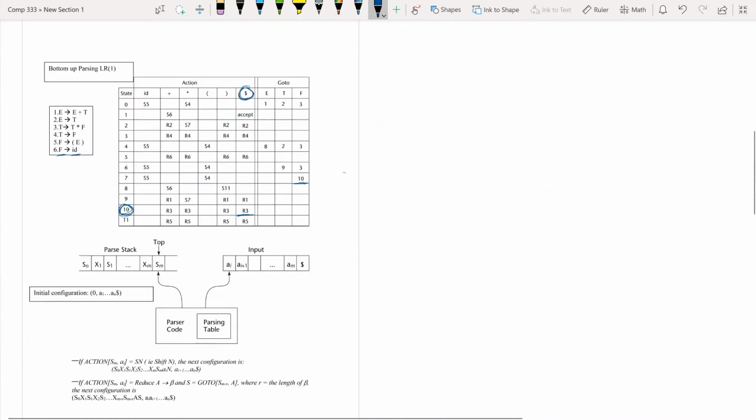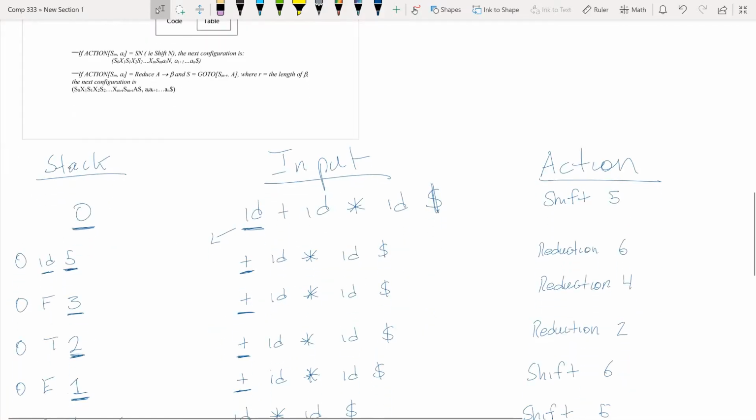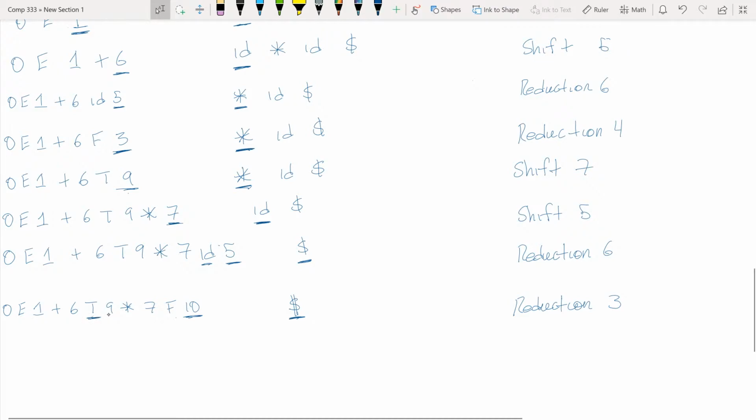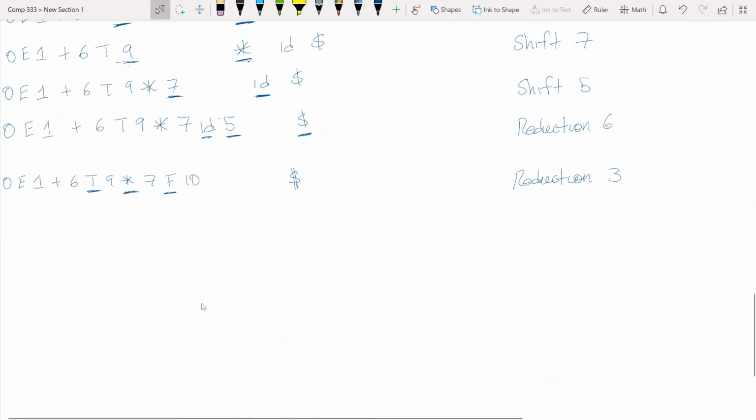So look at the little table, and right here, reduction 3 says that if we have t times f, then we get a t. So let's see what we got. Go down here to the stack, and we have t, we have times, and we have f. Let's erase this for now. Okay. So we have t times f, and all of that turns into what? I think it was a t. Yeah, t. So our stack becomes 0, e, 1, plus 6, and then just t.